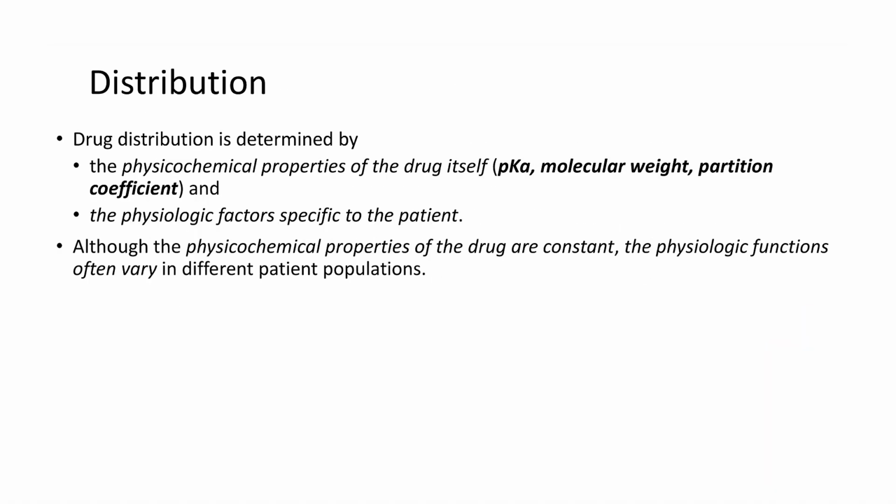Distribution. Drug distribution in the body is influenced by both the physicochemical properties of the drug, such as its pKa, molecular weight, and partition coefficient, and patient-specific physiological factors. While the drug's physicochemical characteristics remain constant, physiological functions, including blood flow, body composition, and protein binding, can vary widely across different patient populations, affecting how the drug is distributed and ultimately its therapeutic effect.